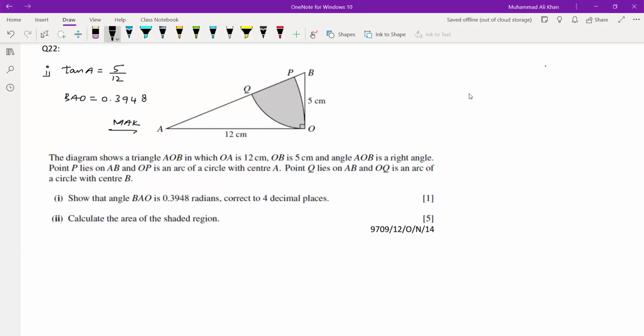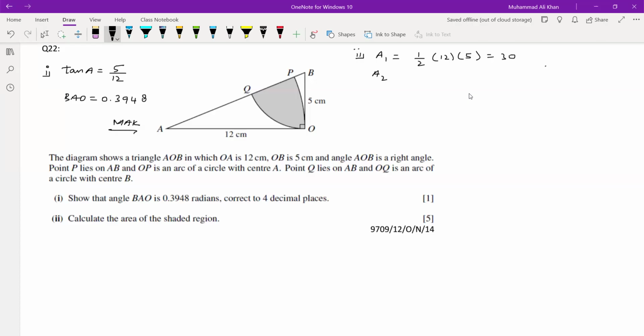We have to calculate the shaded area. Now listen, how to calculate the shaded area? First, I am calculating the area of the right angle triangle. It will be half base height. So it is 30. Any confusion? Clear? After that, area 2.